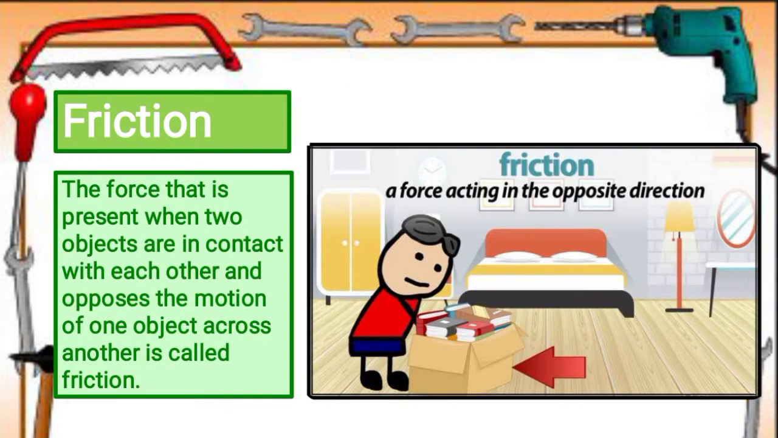So, friction is a force exerted when two surfaces are in contact with each other. So, friction acts on all the moving objects, but the direction of the force of friction is always opposite to the direction of movement of the object.